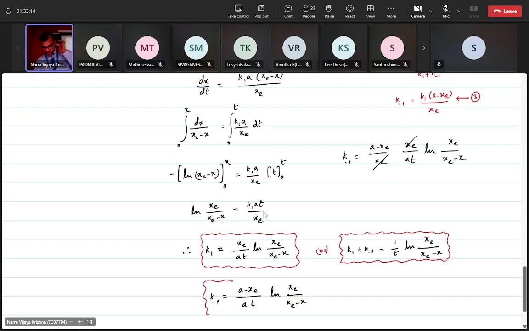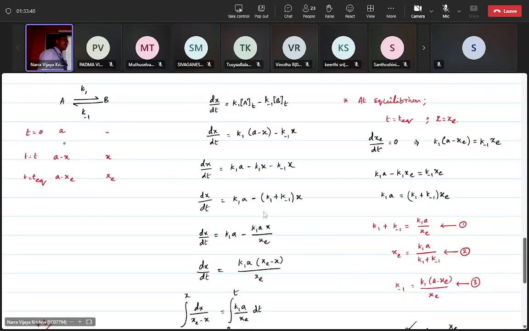So as such, we can write the rate constant equation for opposing reactions in 3 ways. Right? What is k1 upon k minus 1? What do you mean by k1 upon k minus 1? Equilibrium, na? K forward by K backward. So what do you get? xe upon (a minus xe). Correct or not?